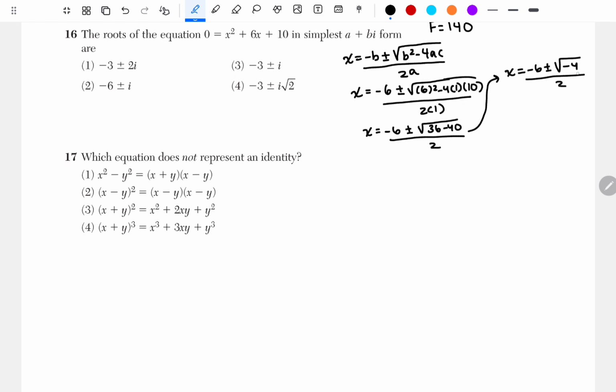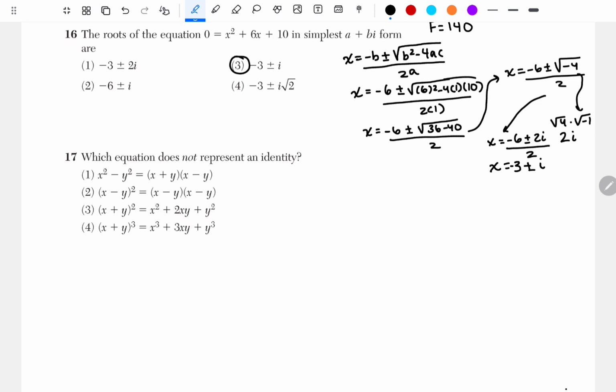Negative 4 is imaginary, and in order to split that up, we know that the square root of 4 times the square root of negative 1 gives us 2 times i. So we're going to rewrite this as x equals negative 6 plus or minus 2i over 2. When we simplify this, negative 6 divided by 2 is negative 3, and 2i divided by 2 is just i, so x equals negative 3 plus or minus i, and our choice is going to be number 3.